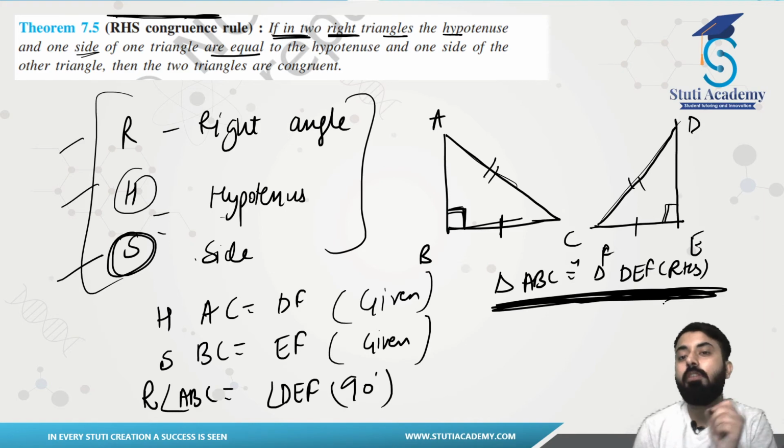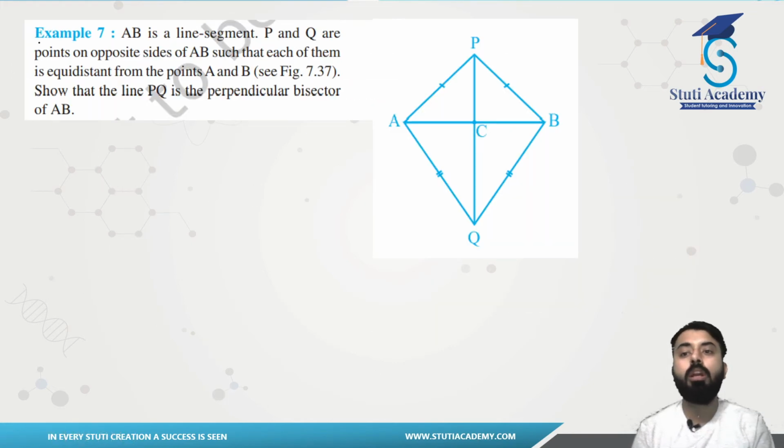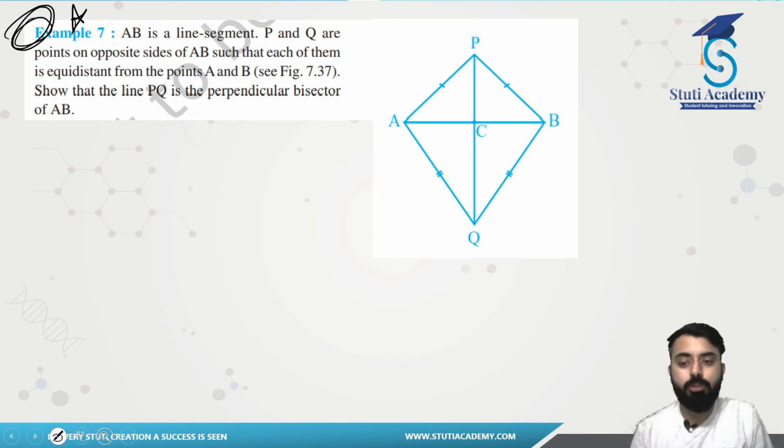So this is a very important congruency criteria, congruency rule, because you will be using this one while you are dealing with your right angles and your right angle triangles. So let's move forward and see what we have with us. So we have this example 7 with us. This is very important. So we have this question.